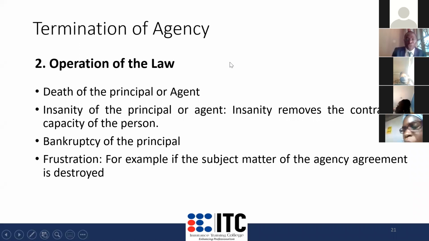Insanity of a principal or an agent, any of you guys, if you happen to become insane, the capacity to contract disappears immediately, and that marks the end of the relationship.